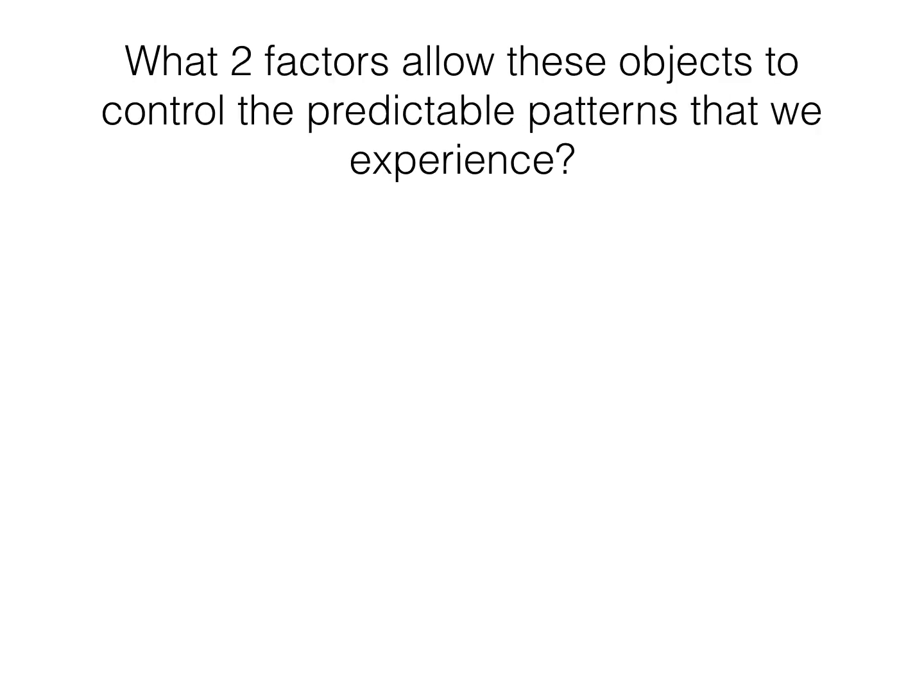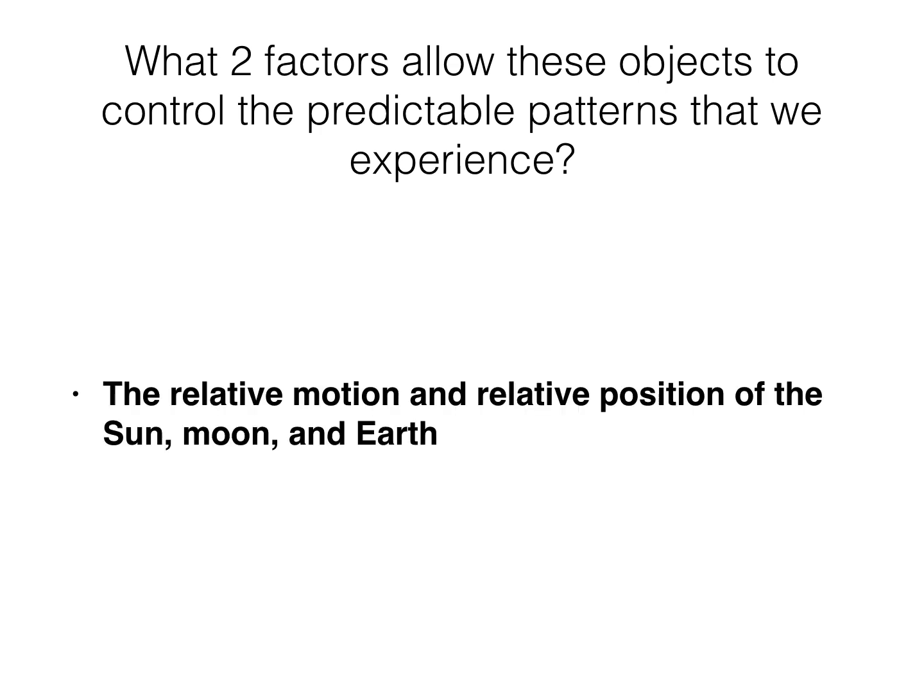There are two factors that allow these objects to control the patterns that we experience, and these are words that you'll find often in social studies class, but it is based on the relative motion and the relative position, meaning how something's moving and where something is located of the sun, moon, and earth. So where these things or objects are located and how they're moving will make these patterns happen the way they are.